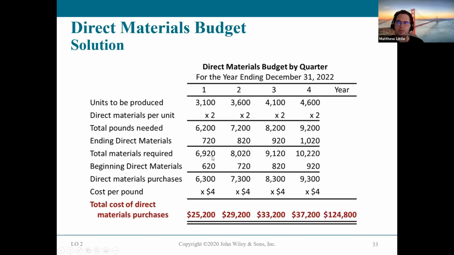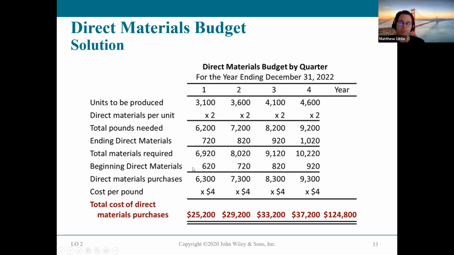So we have a little table up here. We start with our units. This all reconciles with the previous slides. The direct materials required, it says 2 pounds each. So we'll multiply those by 2. So the total pounds needed are accordingly. Our ending direct materials, we always want 10% of the next quarter. So we want 720 left, 820 left, 920, etc. So our total materials required for each quarter, and quarter 1 would be 6,920, etc.